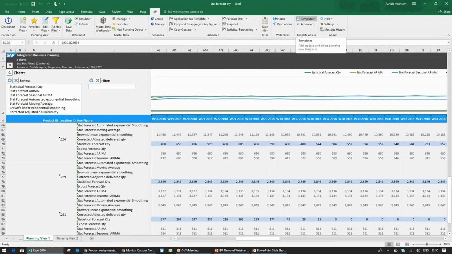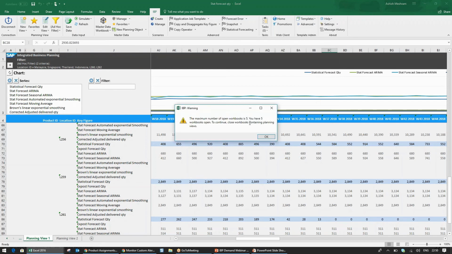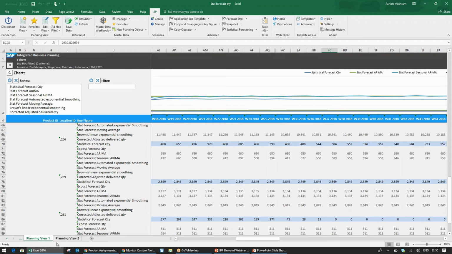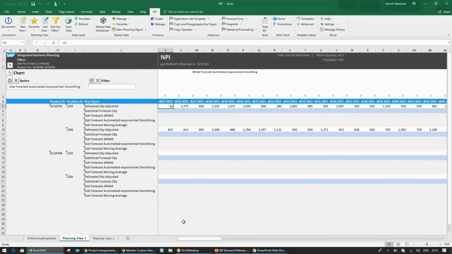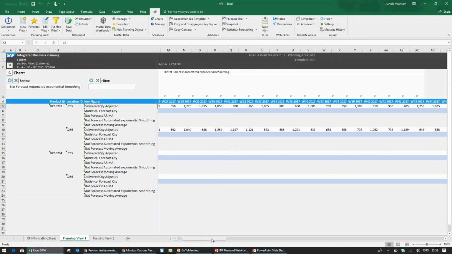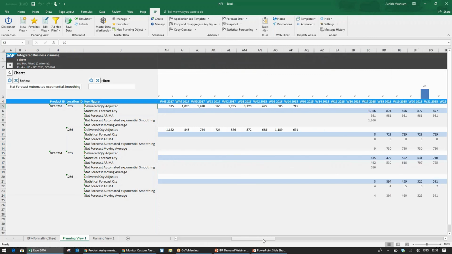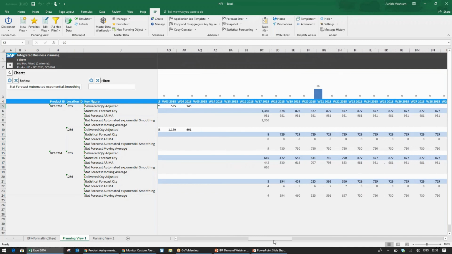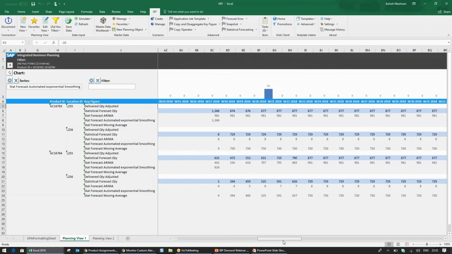So let me show you in the Excel view how the new product forecast looks. This is how you can see your new product and the reference product. As you can see, we have history for our reference product, but we do not have any history for the new product. So based upon the history of our reference product, the forecasting algorithm will calculate the forecast for your new product.